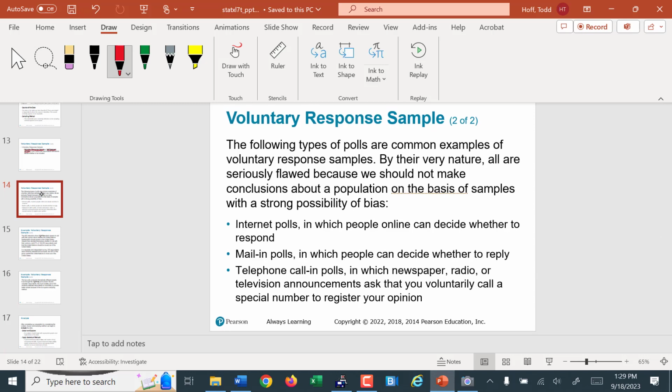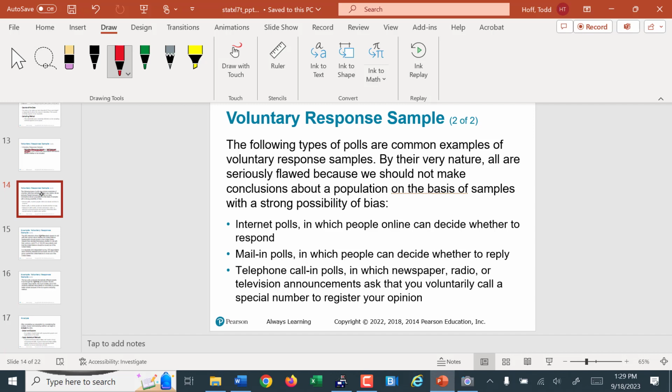This is a case where people see it online and they can choose whether to respond. Again, there might be a quality that the people that choose to respond share, something about their beliefs that stimulates them to respond to that survey.